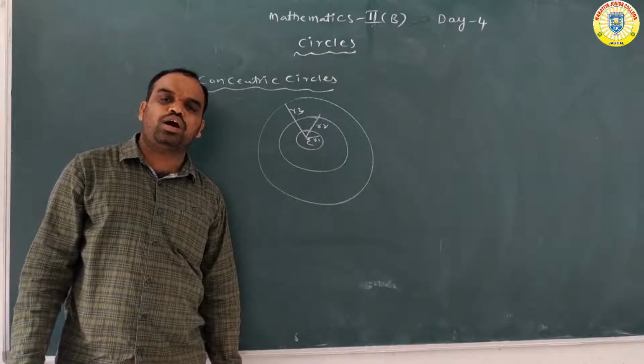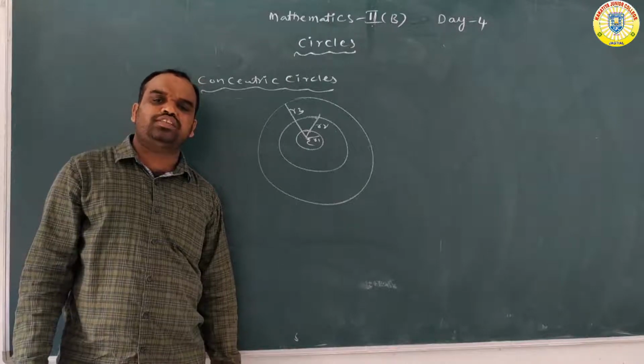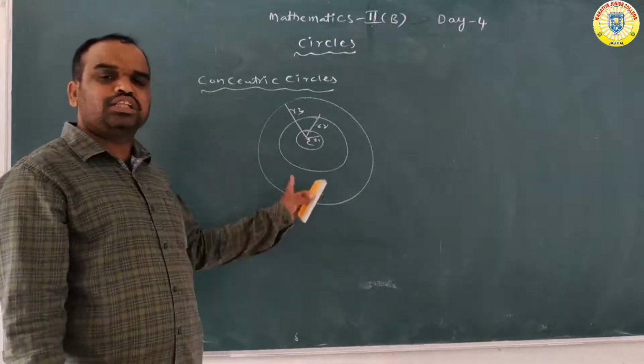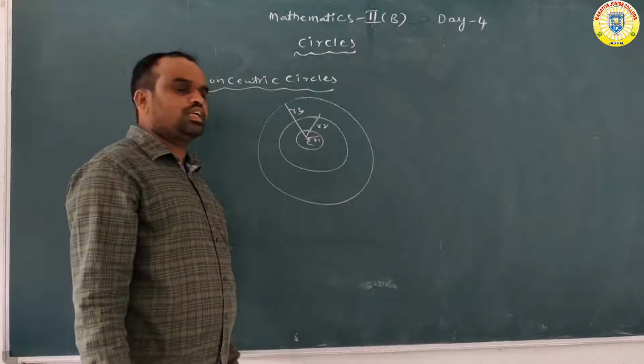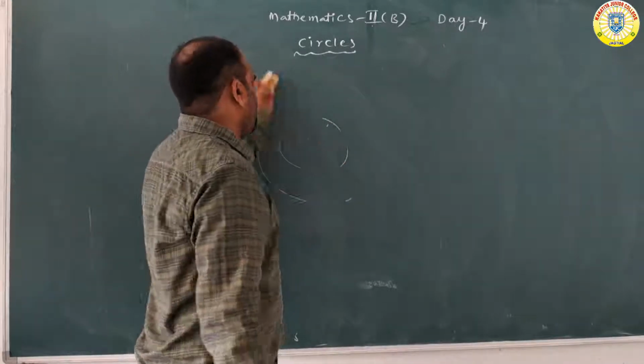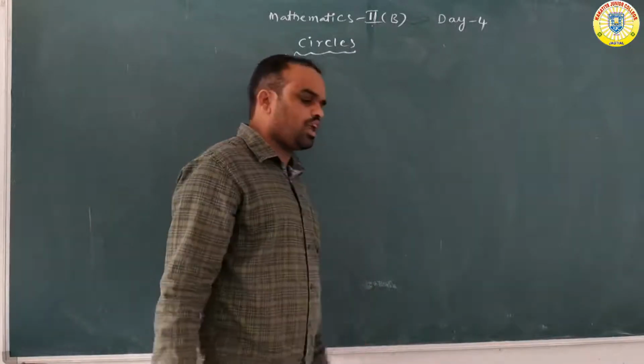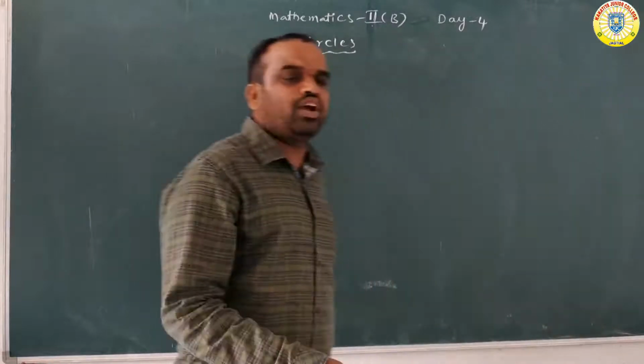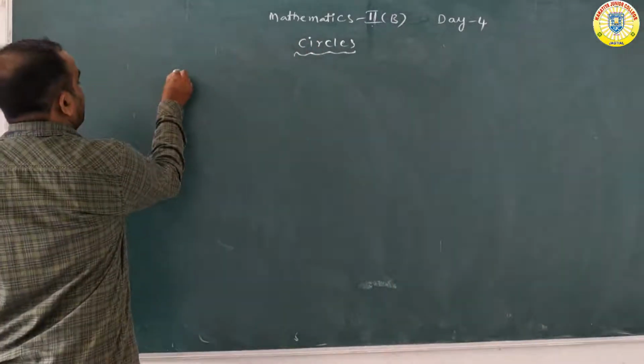Two or more circles having the same center with a different radius are called concentric circles. We discussed these in the last class. Now we are discussing the secant line.